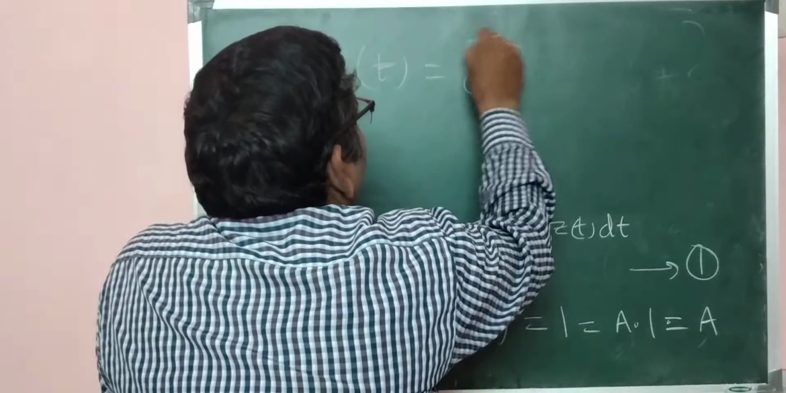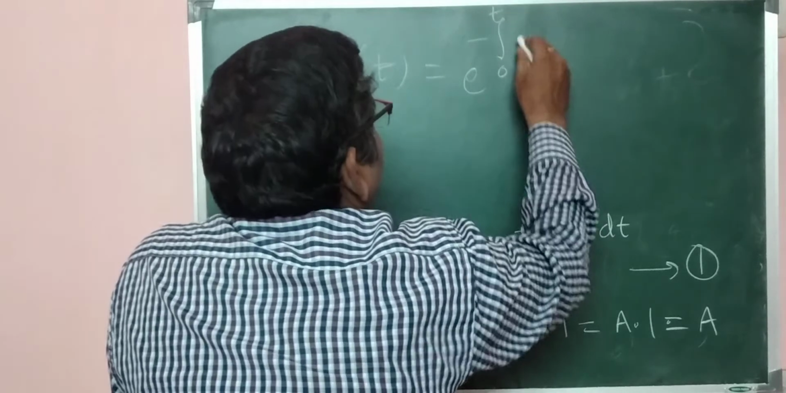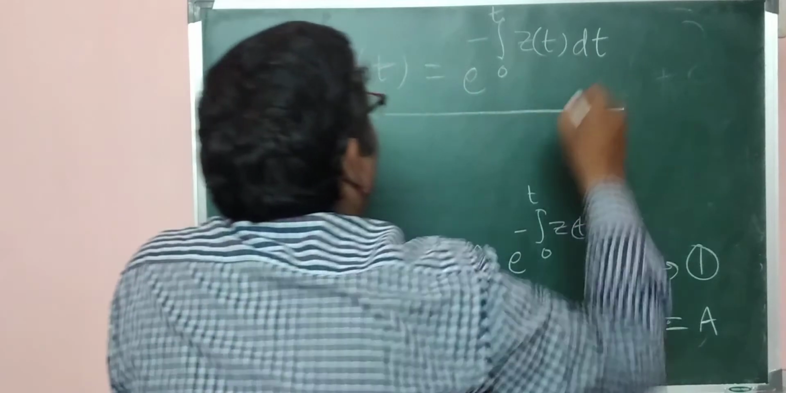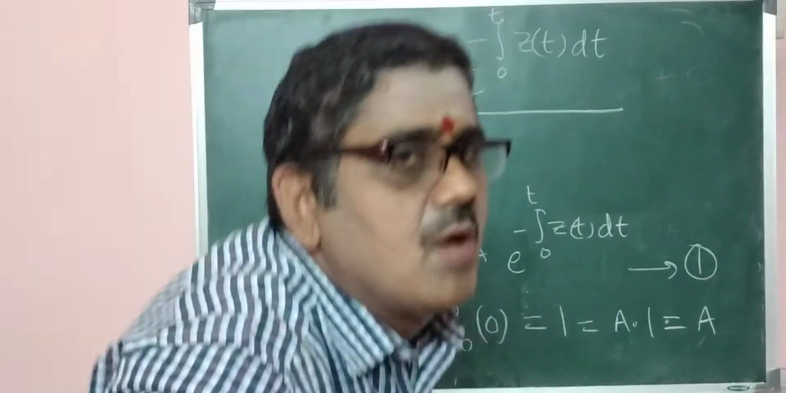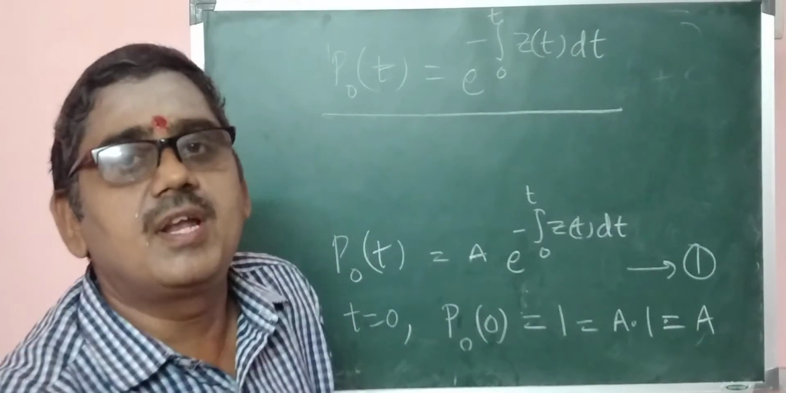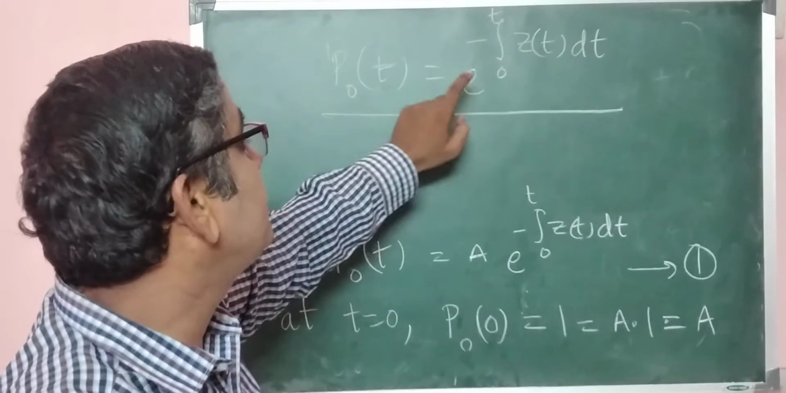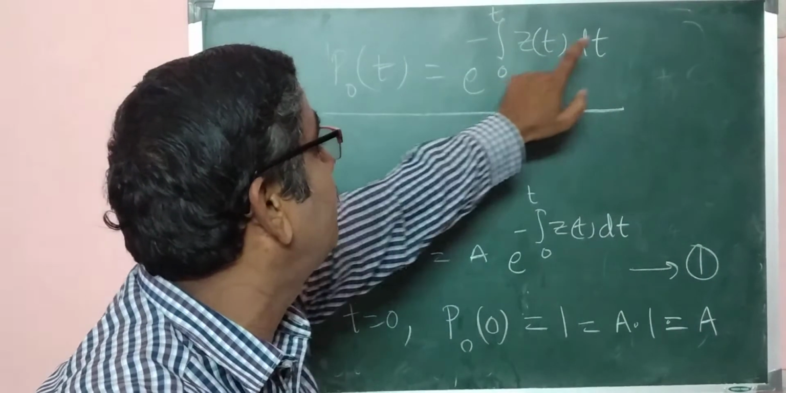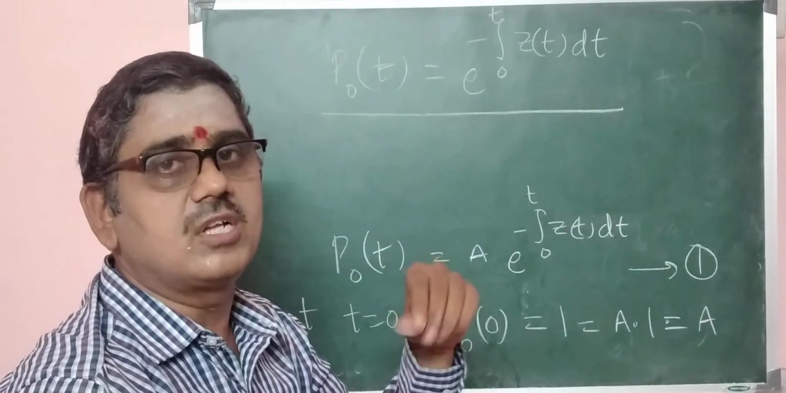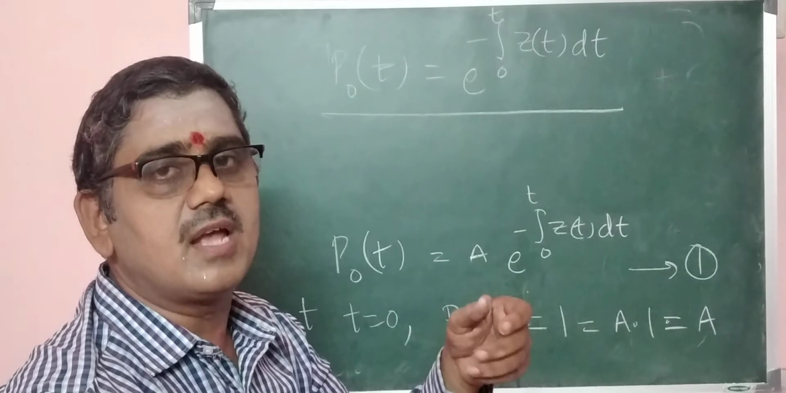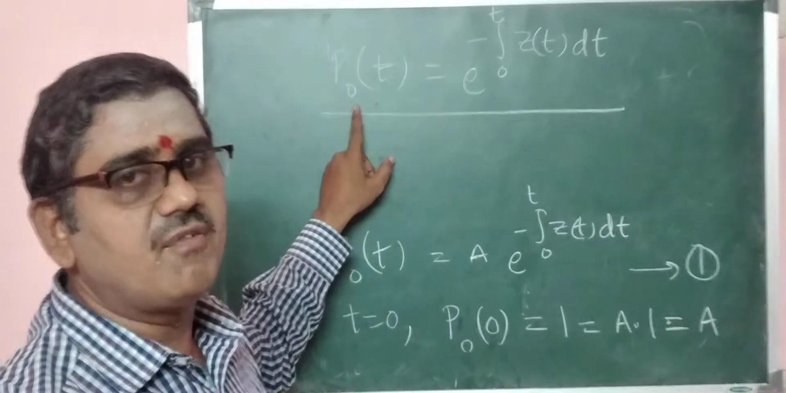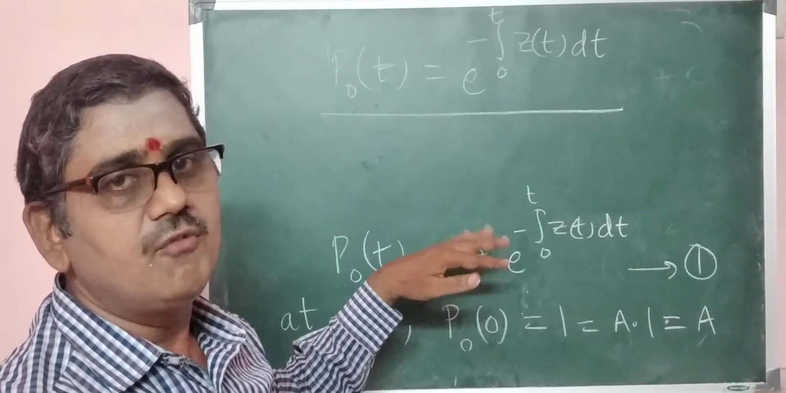Therefore e power minus integral 0 to t z of t dt. This is the value of P naught of t. What is P naught of t? Probability of a component or an item will not fail in the time period t, for which the equation is e power minus integral 0 to t z of t dt. What is reliability? Reliability means a component will survive in a particular time period t. What is this? Probability of a component will not fail, which means survive.